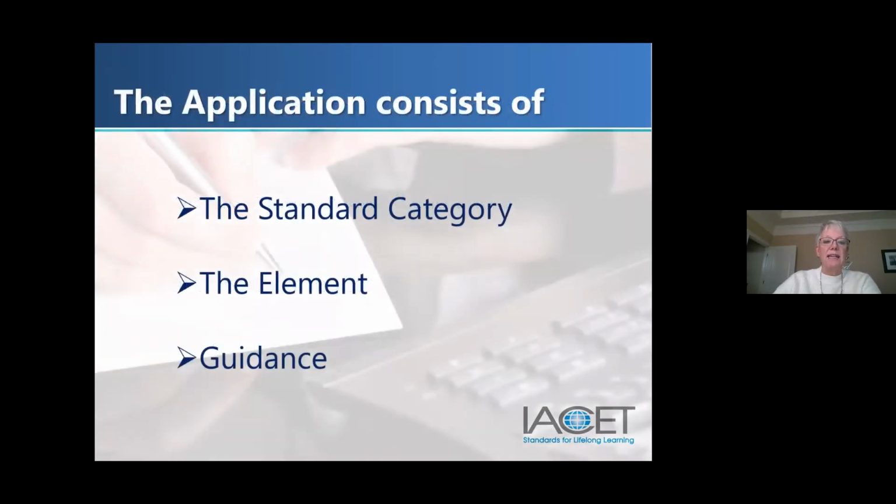There are 9 categories within the application, and each category has at least one element associated with it. For each element, you'll find guidance given in the application to help you understand what you must submit. It's advisable to read through the entire application and the embedded guidance to have a clear picture of how it's organized before you begin to upload your documents. In just a few minutes, we will review the standard categories.